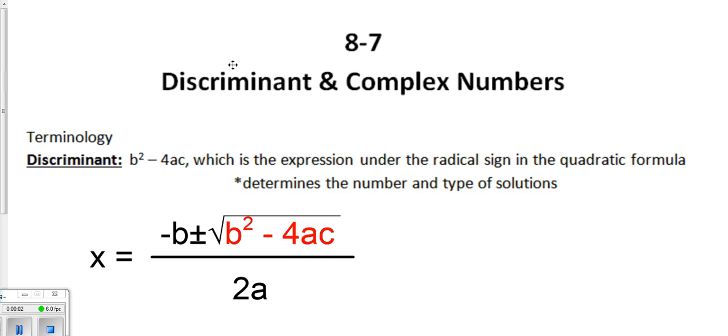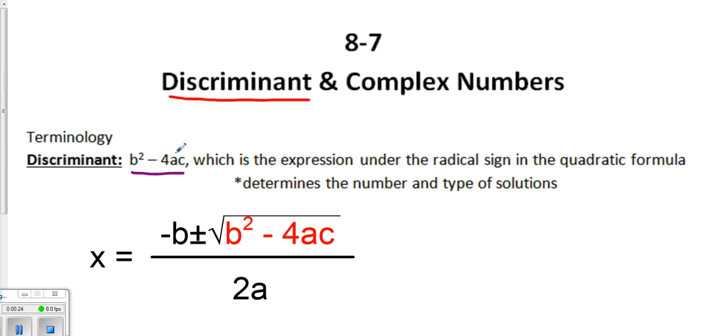Section 8-7 is all about the discriminant and complex numbers. So first off, let's discuss what the discriminant is before we get into complex numbers. Now, the discriminant is part of that quadratic formula that we learned about in our last unit. So the discriminant is just this value, b squared minus 4ac.